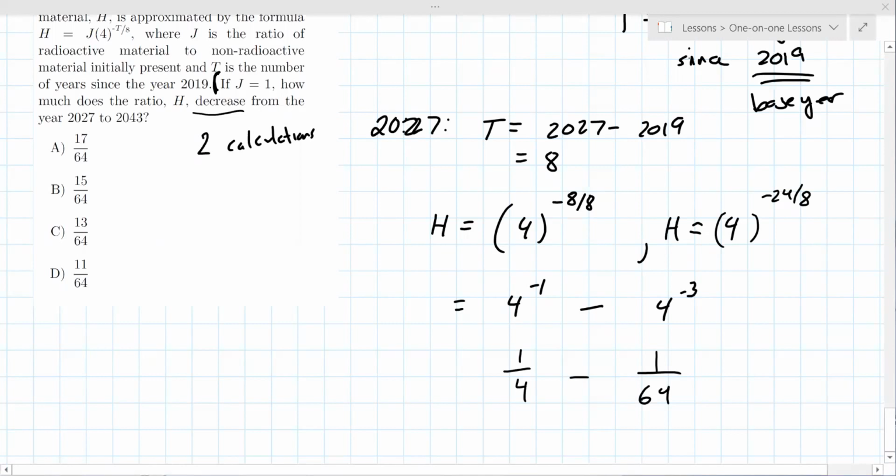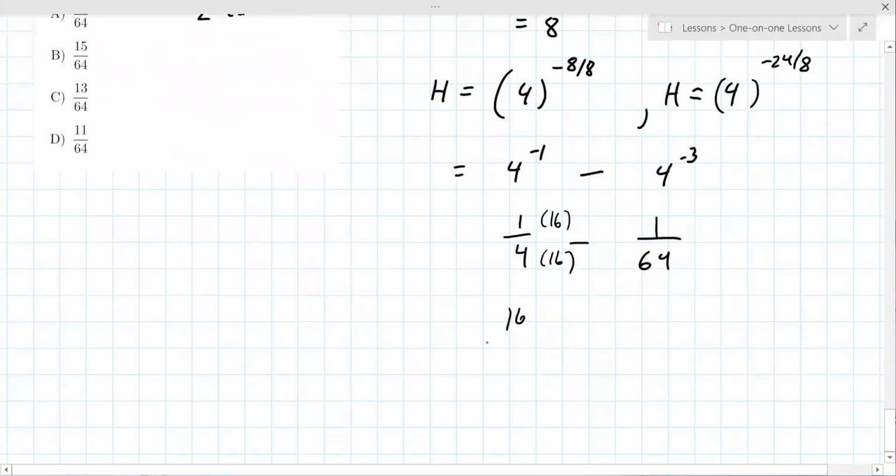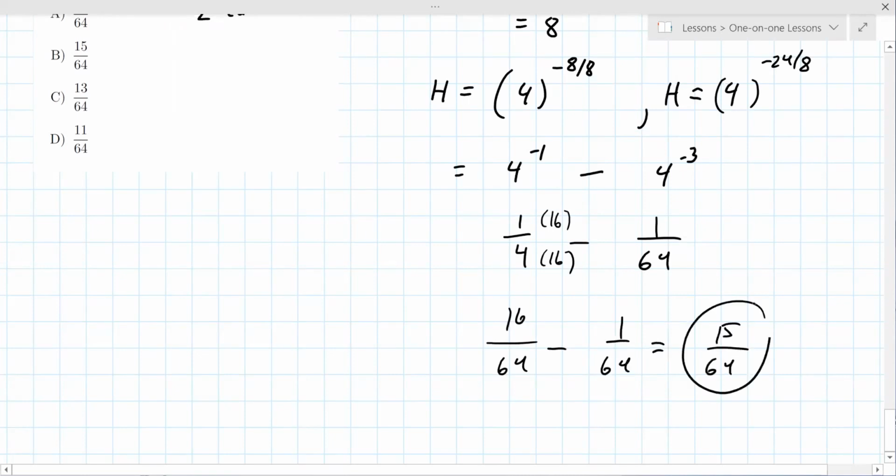Okay. So this is like the first problem we did, or one of the first ones, where you have to now find a common denominator. So we're going to go to 64. Go to 64 first. You multiply top and bottom by 16. So you get 16 over 64 minus 1 over 64, and the answer is 15 over 64.